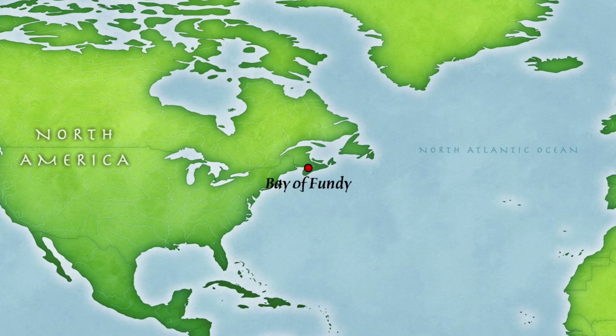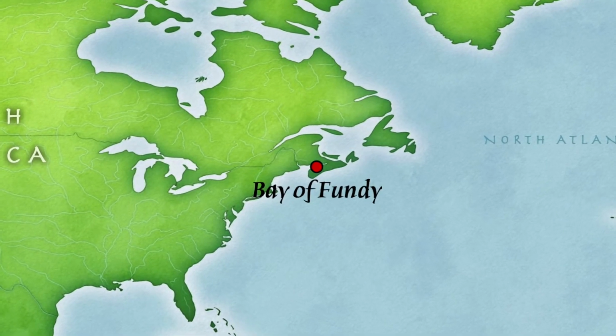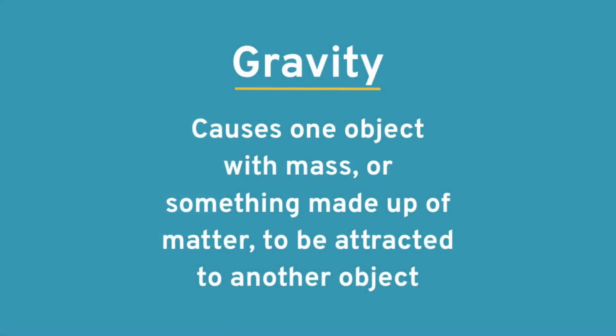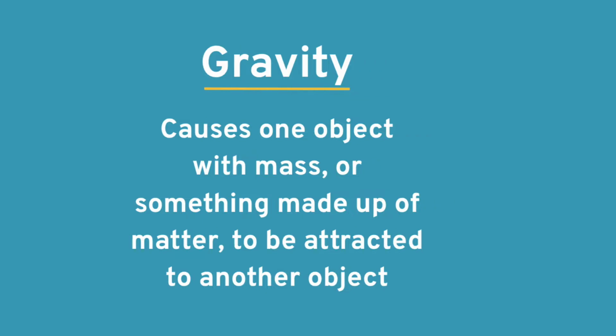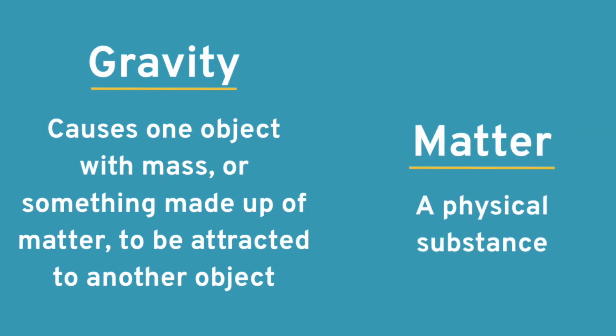The Bay of Fundy in New Brunswick, Canada has the highest tides in the world, meaning that there is the greatest difference between high tide and low tide. It is due to the moon that these massive movements of Earth's water occur. See, the moon has its own gravitational pull, just like Earth. In this way, the Earth and the moon are pulling towards each other. Gravity is a force which affects everything. It is due to gravity that one object with mass, or simply something made up of matter, is attracted to another object made up of matter.